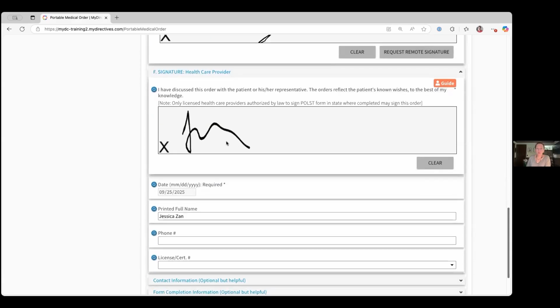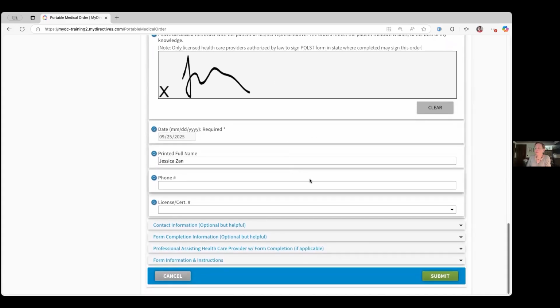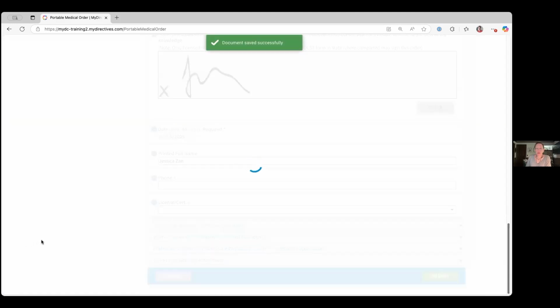And again, I'm not a physician. If I were in as Jessica, registered nurse, like I normally am, I'd have a selection here that allows me to choose which physician in my system should be signing this document. But today I'm pretending to be a doctor because it makes it faster here. And I'll submit it. And Woody's POLST is done.